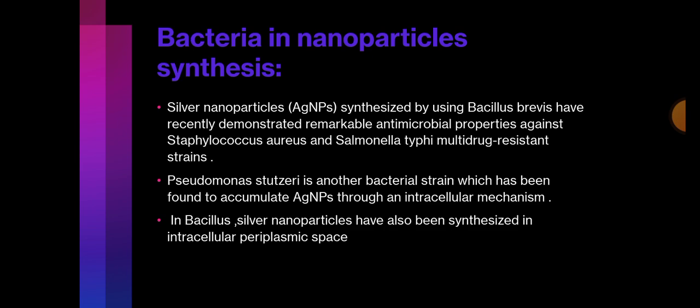Bacteria in nanoparticle synthesis. Silver nanoparticles synthesized by using Bacillus brevis have recently demonstrated remarkable antimicrobial properties against Staphylococcus aureus and Salmonella typhi multi-drug resistant strains. Pseudomonas stutzeri is another bacterial strain which has been found to accumulate AgNPs through an intracellular mechanism. In Bacillus, silver nanoparticles have also been synthesized in the periplasmic space.